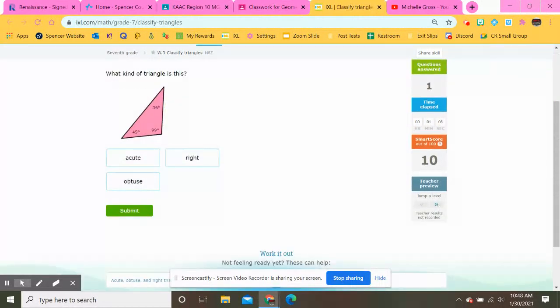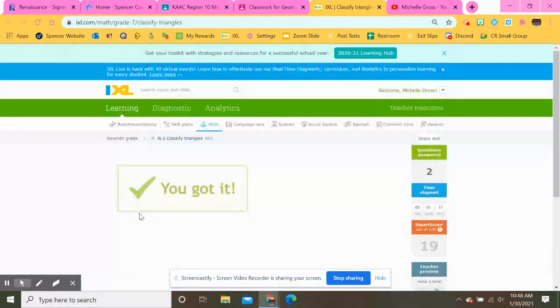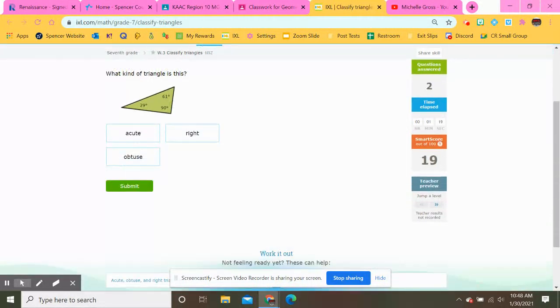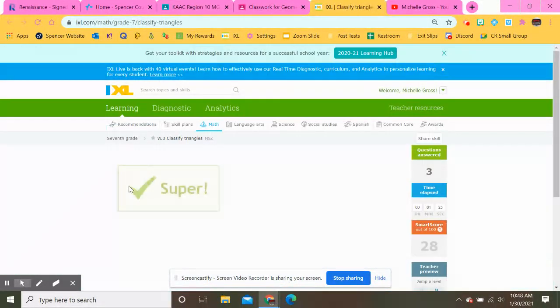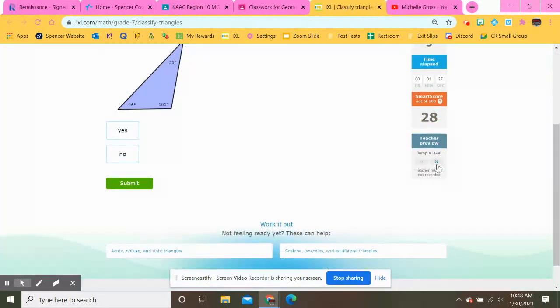Then this one, look, you've got one angle that is greater than 90 degrees. The other two are acute, and so it would be an obtuse triangle. This one angle is 90 degrees, the other two are acute, so this would be a right triangle. Let's move to a higher level.